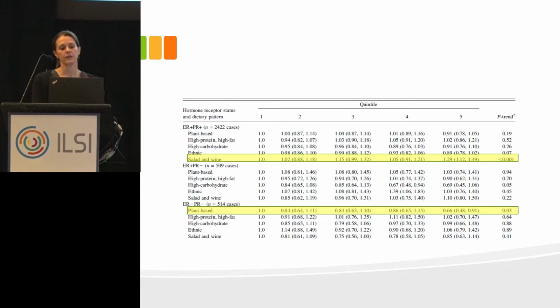So looking further, the associations of these patterns show differential impacts based on the type of tumor, such that a salad and wine pattern was associated with an increased risk, but only among women with ER and PR positive tumors, and that the plant-based diet was only associated with decreased risk for women with ER and PR negative tumors. Okay, so I point this out so that you can see the complexities of patterns, particularly with difficult endpoints like cancer.